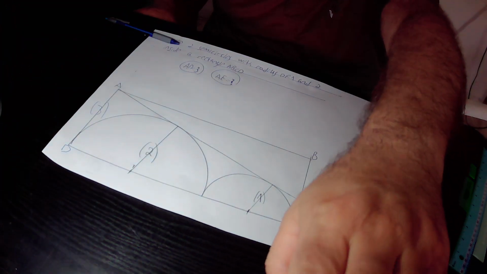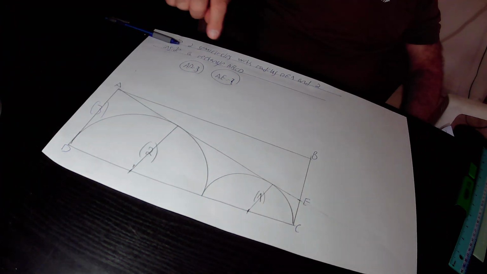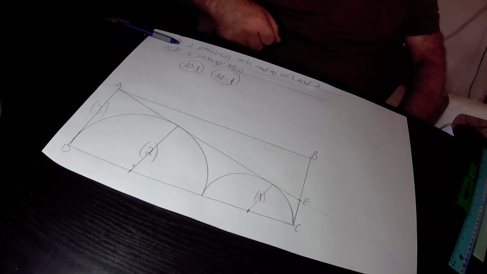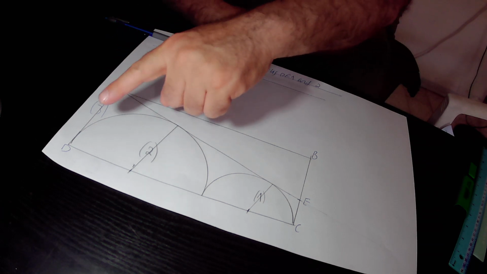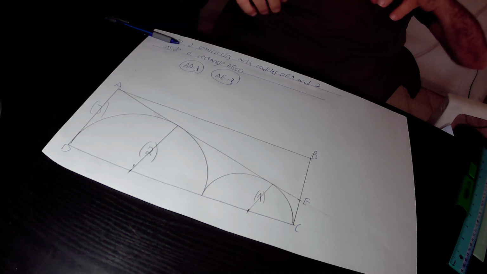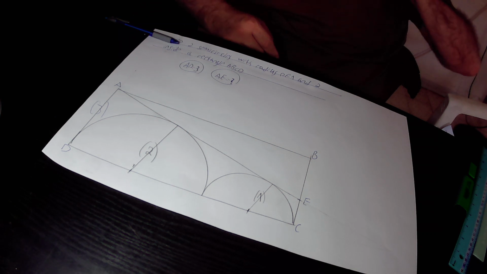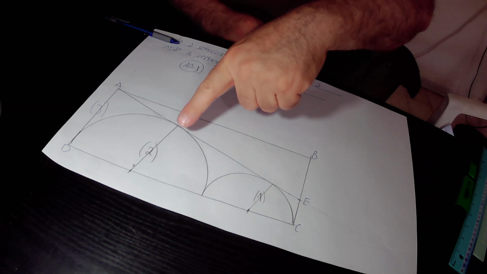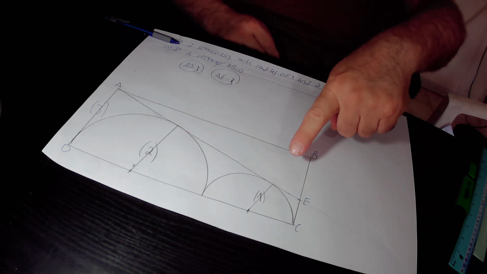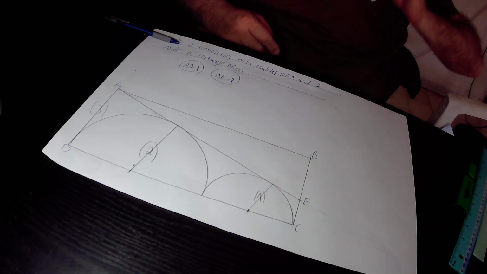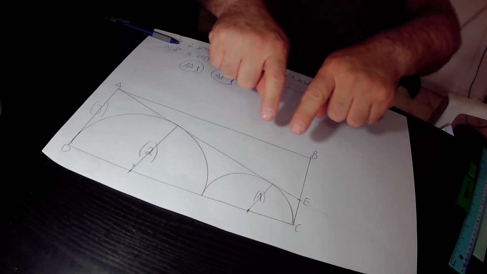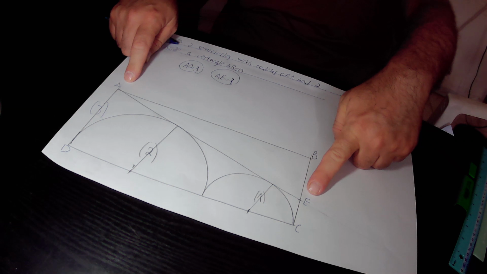Now in this lecture we'll find out the length of line segment AE. In the drawing we have rectangle ABCD. We know that side AD equals 3 units in length. Inside this rectangle ABCD we have those two semicircles. The radius of this big semicircle is 2, the radius of this small semicircle is 1. Again, our mission is to find the length of this line segment AE.